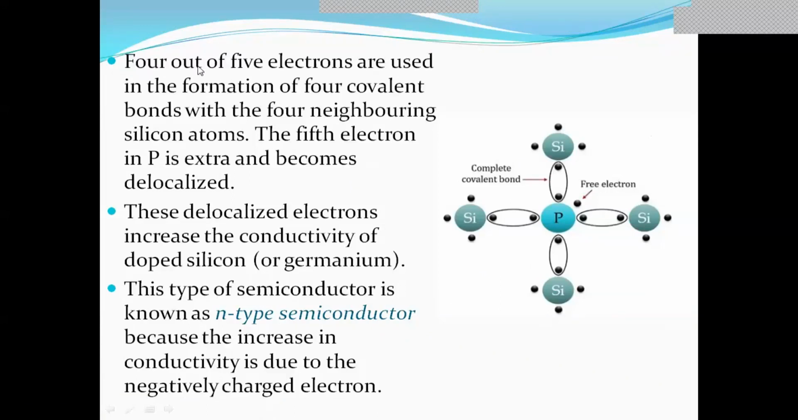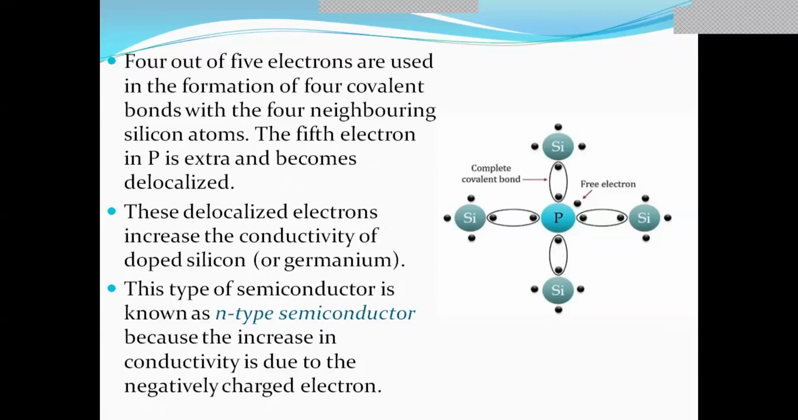Same points are seen here. 4 out of 5 electrons are used in the formation of 4 covalent bonds with neighboring silicon atoms. The 5th electron of phosphorus is set free. Okay, so this is about N-type semiconductors.